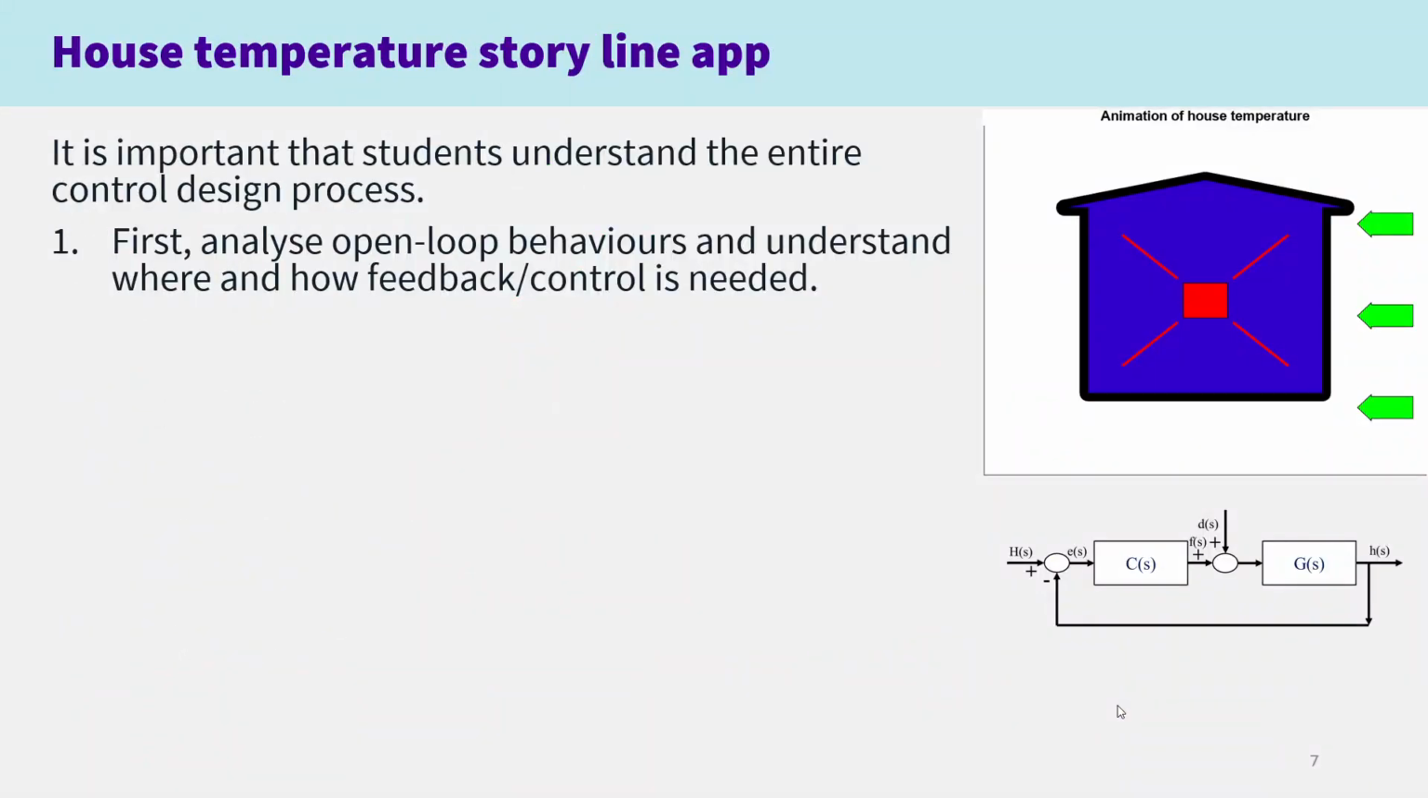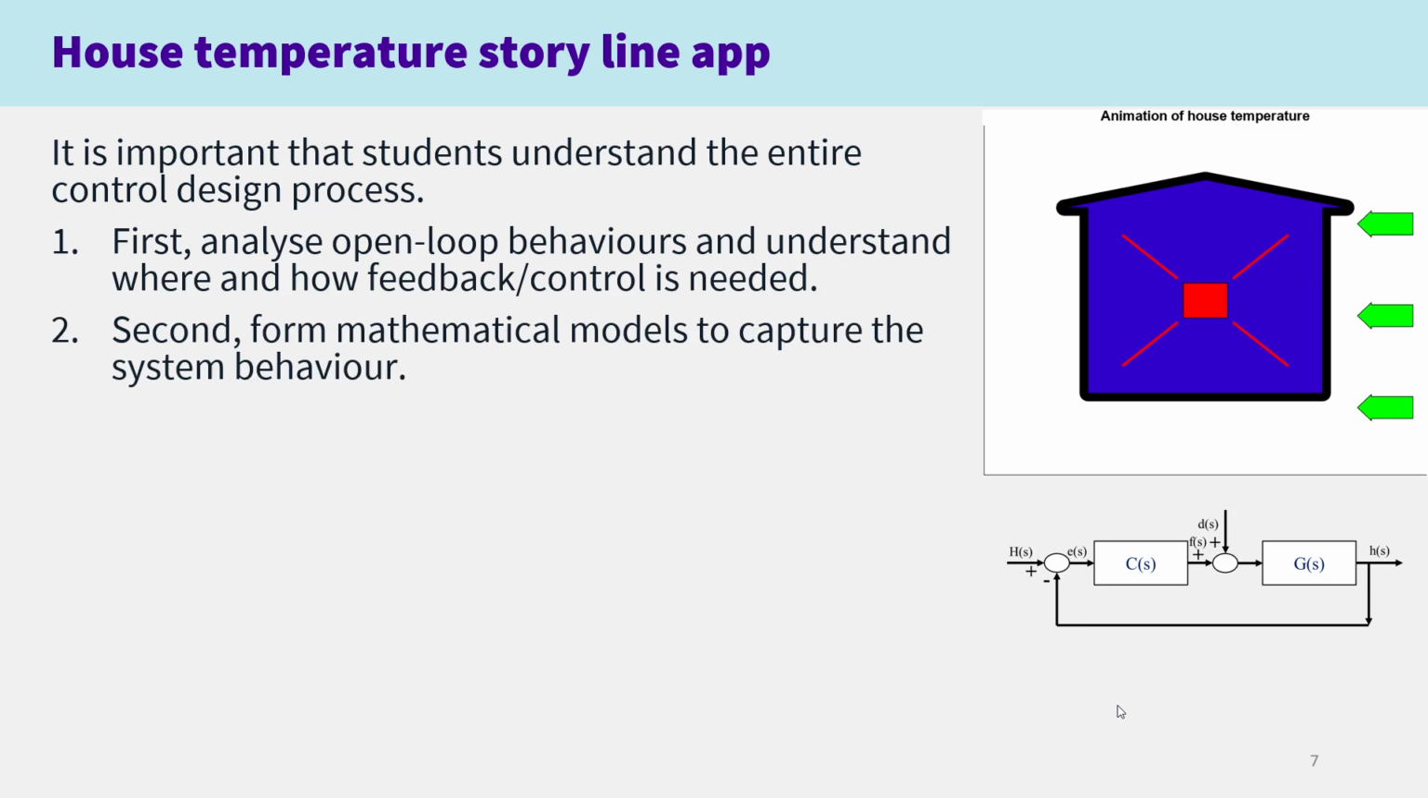Now, the house temperature storyline app. It's important that students understand the entire control design process. So first we analyze open loop behaviors and understand where and how feedback control is needed. And you'll have seen that in that example we've just done. Did you get to the temperature you actually wanted?